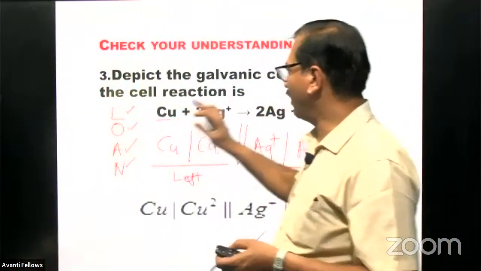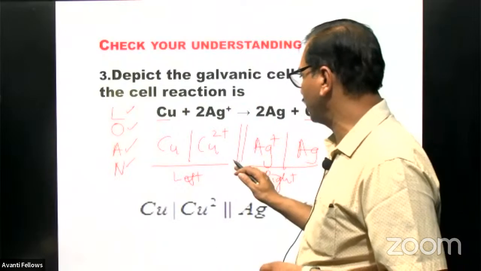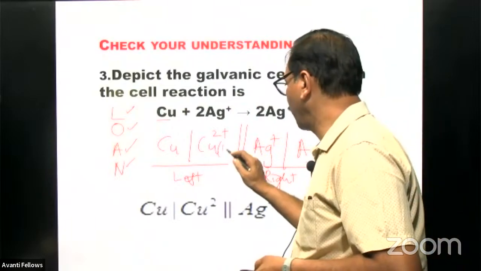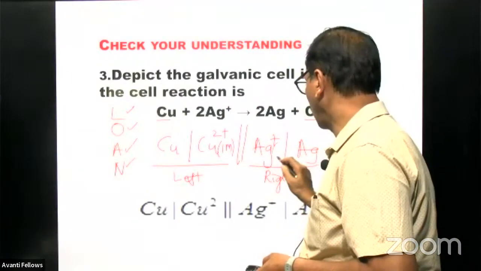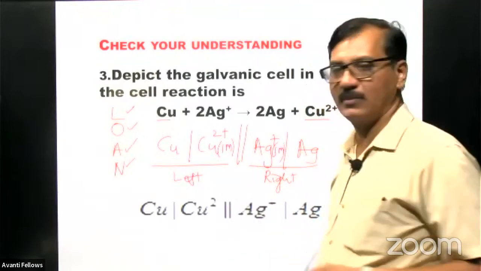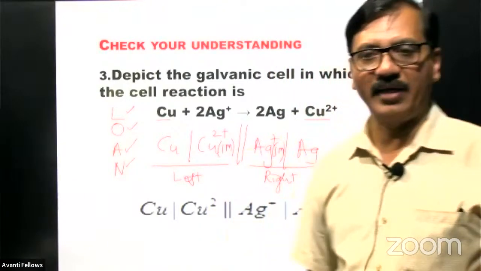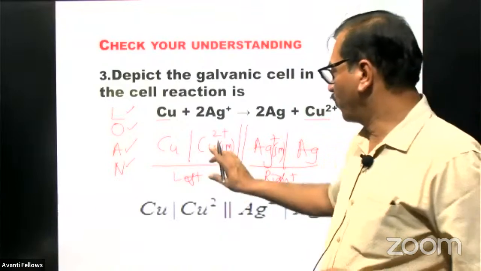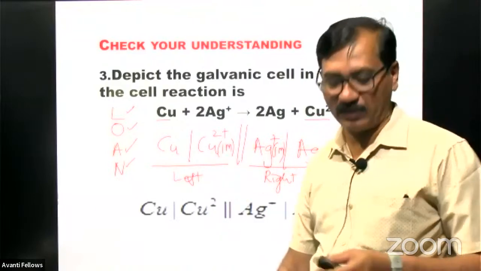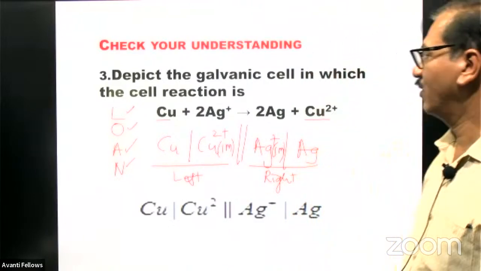If it is a standard electrochemical cell, then the concentration of this should be 1 M and the concentration of this should be 1 M, and the temperature is 298 Kelvin. So we mention the concentration also whenever it is written.